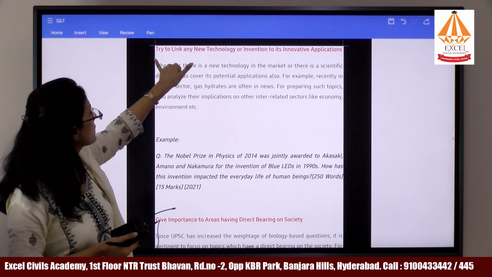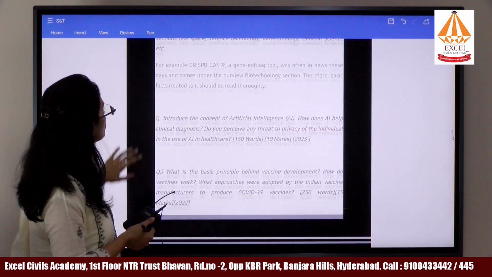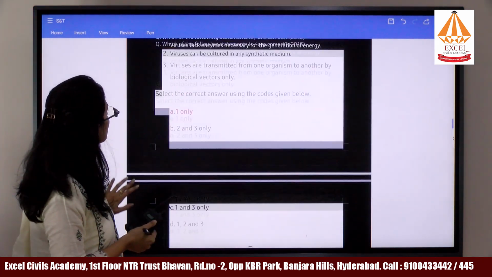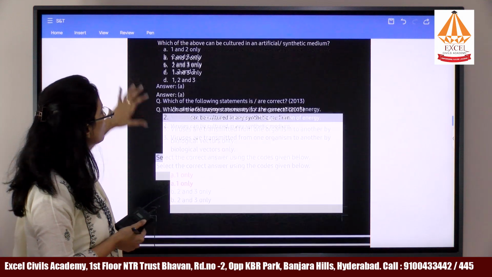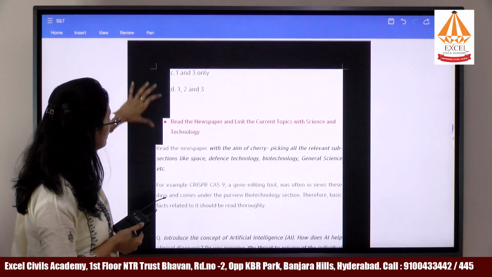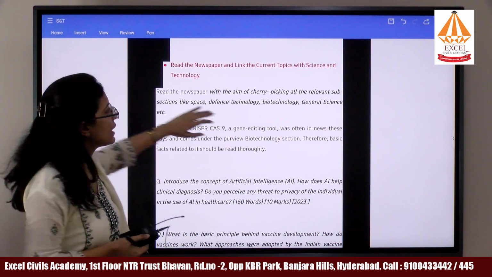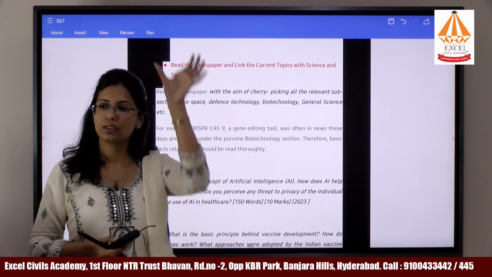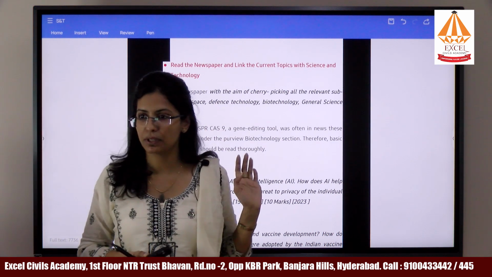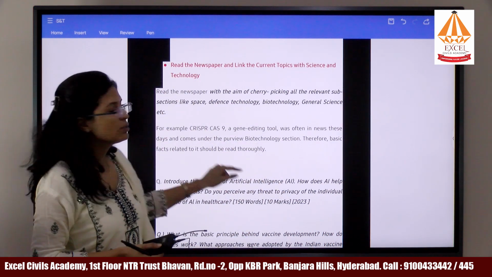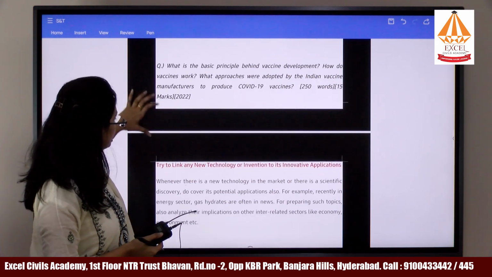Next, I am telling you how you should move forward with your preparation. What is the roadmap for it? First, have a look at your previous year papers. Then, for whatever newspaper or current topics there are, check whether it fits the syllabus, is it related to the syllabus, should you read it or should you skip it? That is how you should be able to skip a topic.